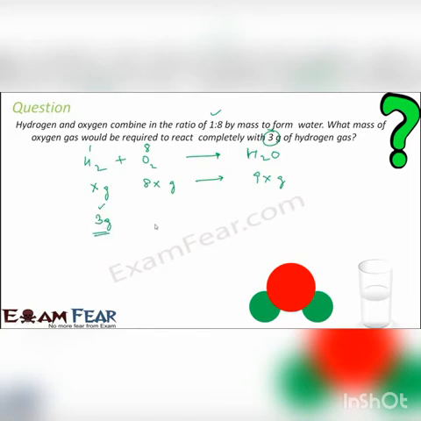So if x is 3 gram, 8x is what? 24 gram. And this is what? 27 gram. So that means 3 grams of hydrogen will need 24 gram of oxygen to form 27 gram of water. Right? 3 gram of hydrogen will react with 24 gram of oxygen to form 27 gram of water. Pretty easy.